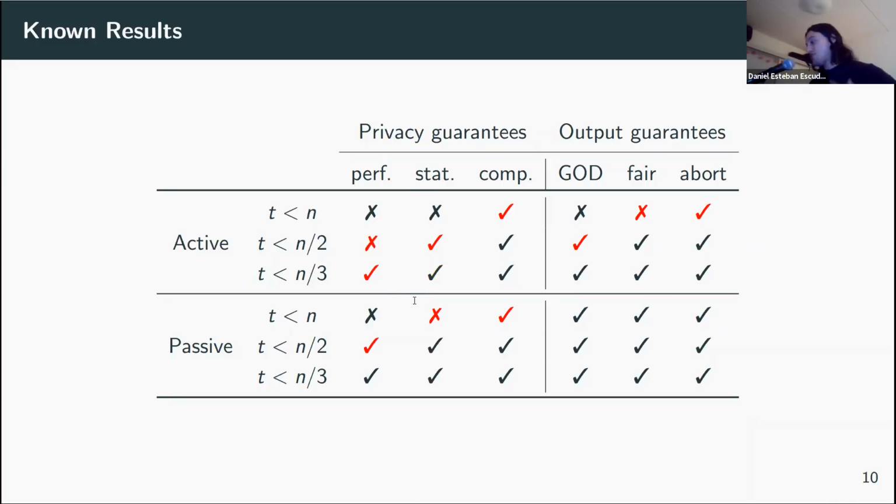So this is the picture of MPC. This is what we know about what is possible and what is impossible in MPC. And I think the main takeaway lesson is: dishonest majority, you have to use computational assumptions, and therefore it's a bit slower because you have to rely on these hard problems, and you have to settle with security with abort. Honest majority, you can get better notions of privacy, like statistical or perfect, and you can get better output guarantees. That's essentially the dividing line I want you to remember.